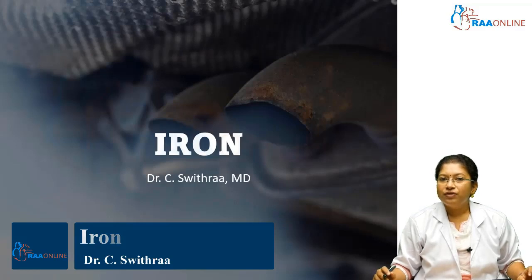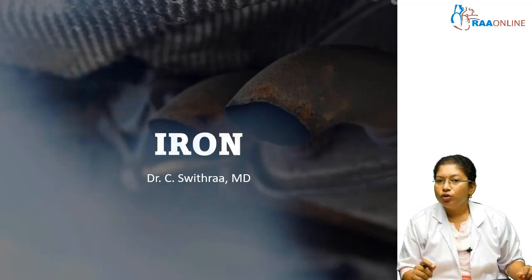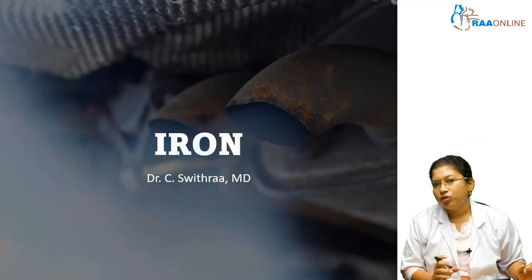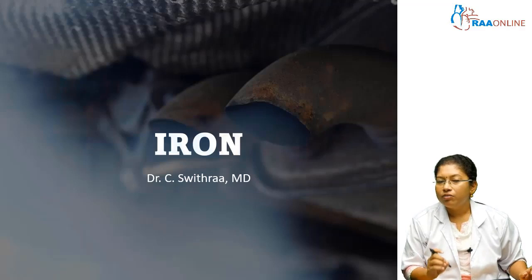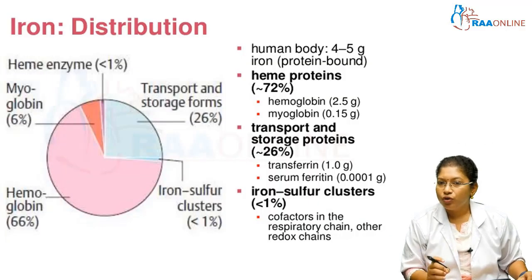So far we have seen organic chemistry and its metabolism. Now we'll move on to micronutrients. Okay, the minerals. In minerals there are macronutrients and micronutrients. Your iron comes under micronutrients. So now we'll see about iron metabolism. Why is iron called a micronutrient?